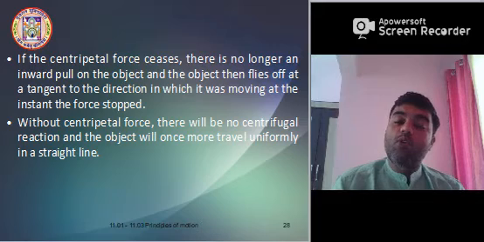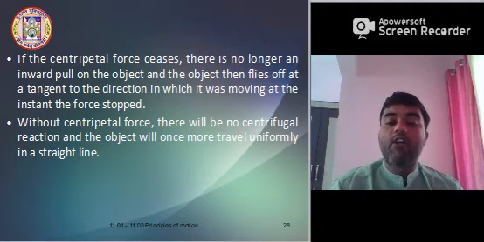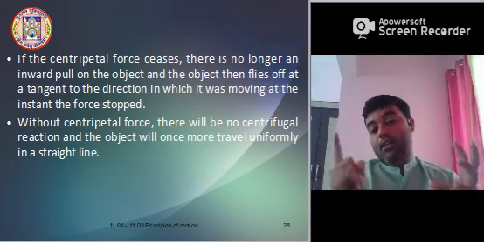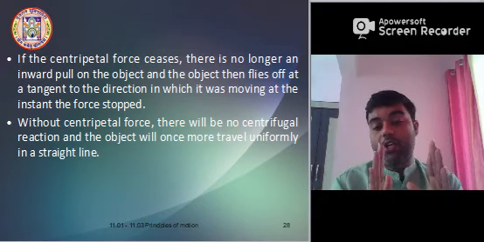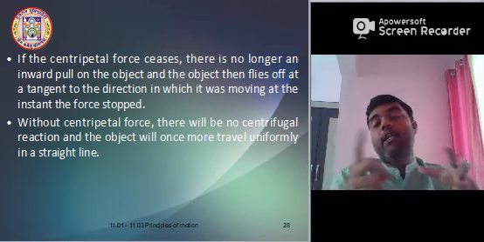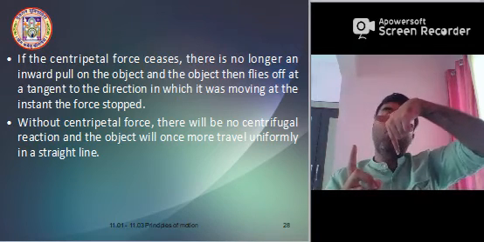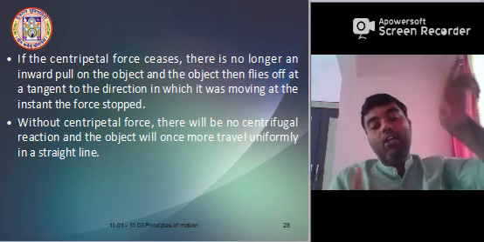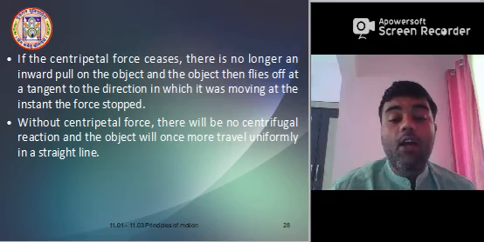Without centripetal force, there will be no centrifugal reaction and the object will once more travel uniformly in a straight line. So both forces are needed to complete the circle. Both are opposite and equal, so that the position is maintained through the circle. If one force is more, the object automatically goes outside. If the other force is more, it automatically goes inside. So these are very important topics: centrifugal force and centripetal force.